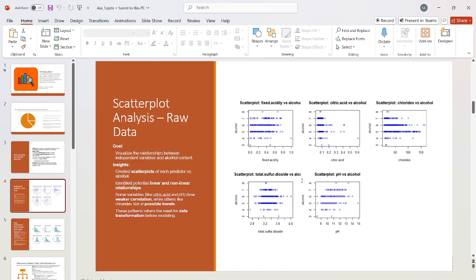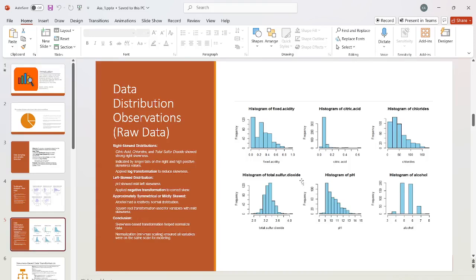Scatter analysis. I created scatter plots to see how each variable related to alcohol. Some showed clear trends, while others did not. For example, citric acid and pH had weak relationships, but chloride showed a positive trend. This helped me understand which variables might need transformation before modeling.